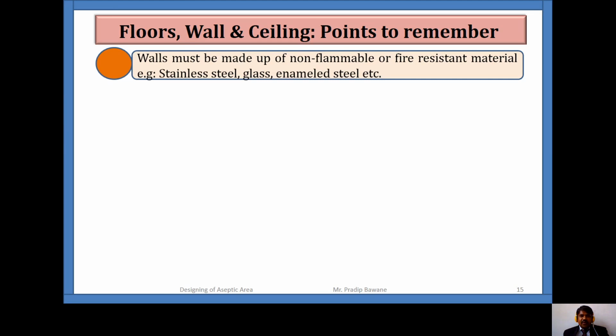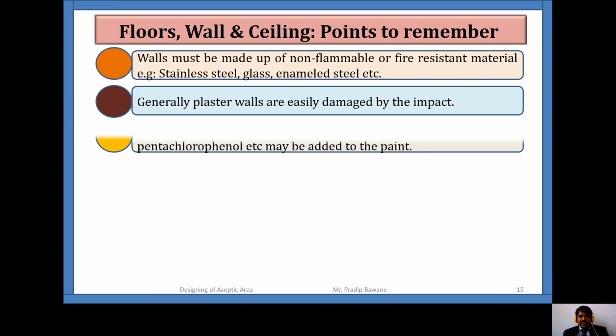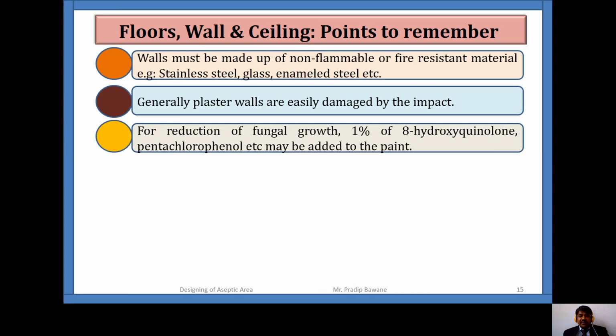Then a few more points related to floors, walls and ceilings. Walls must be made up of a non-flammable or fire-resistant material. Example: stainless steel, glass, enamel steel, etc. Plastered walls are easily damaged by impact, and that is why we do not use a plaster wall. Instead of that, we generally use a different kind of coating, that is epoxy coating.